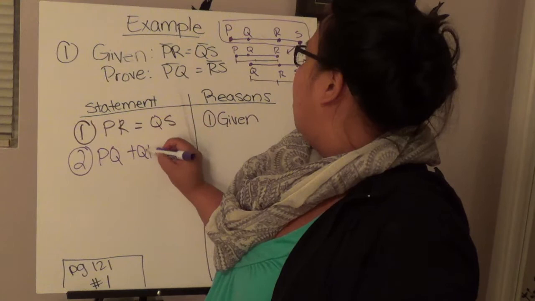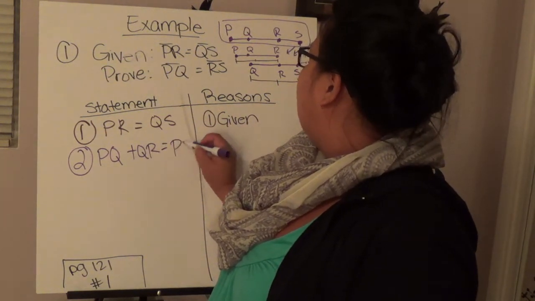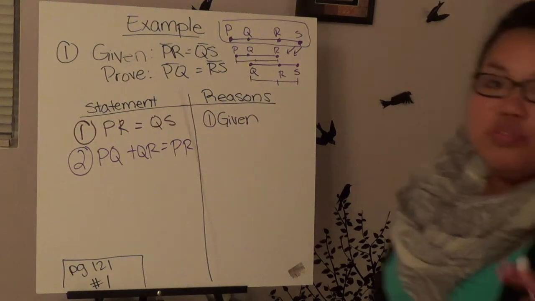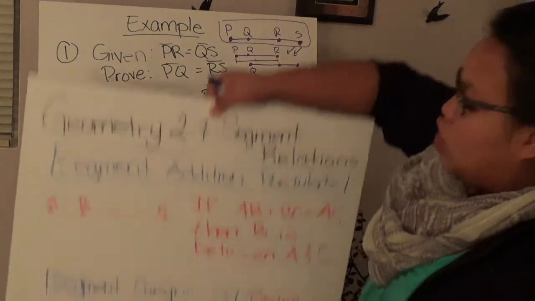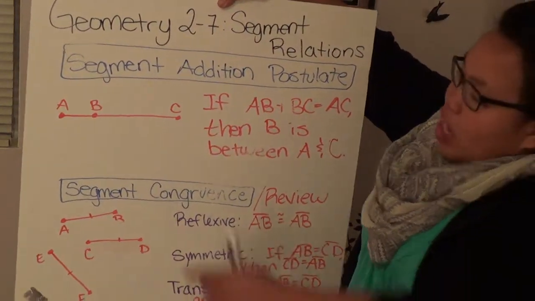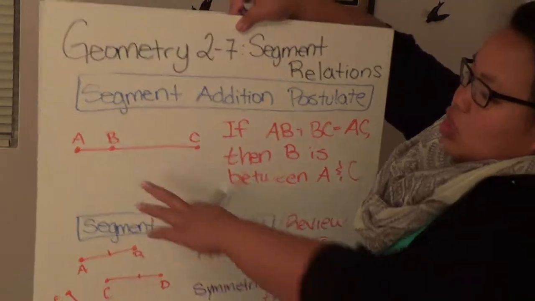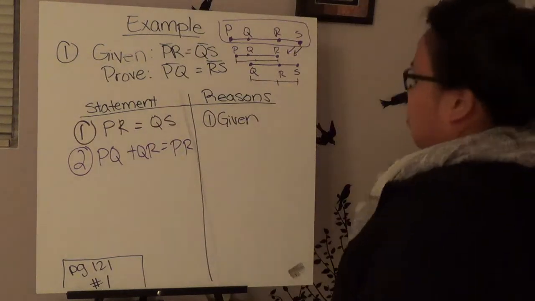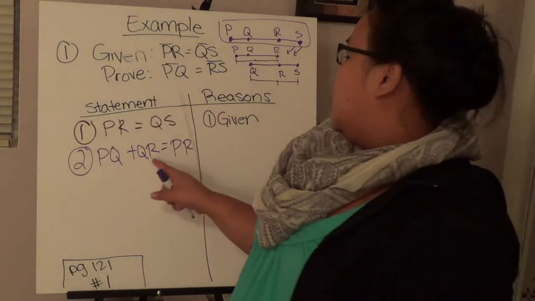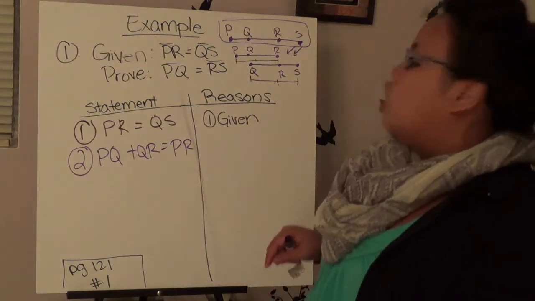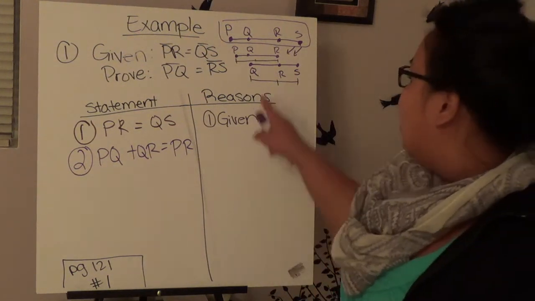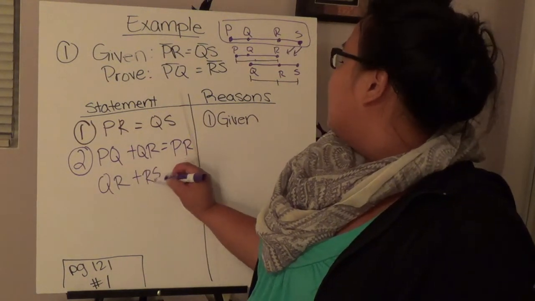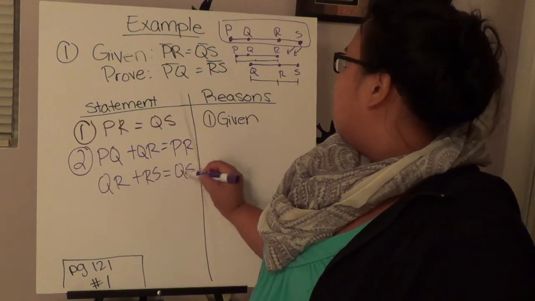plus QR equals PR. Remember, most of the time they're going to use proofs with postulates they're introducing. So they introduced us to the segment addition postulate. So why not try that? Okay? So AB plus BC equals AC. So what it's saying is PQ plus QR equals the whole thing, PR. So what else can we say? Well, we can say the same thing about the other line. We can say that QR plus RS equals QS, right?